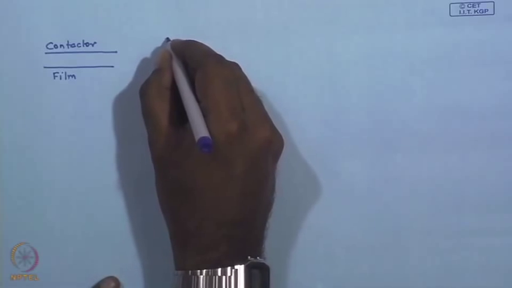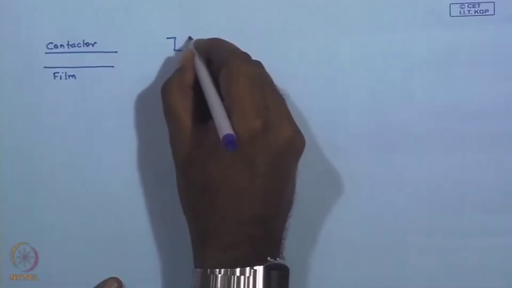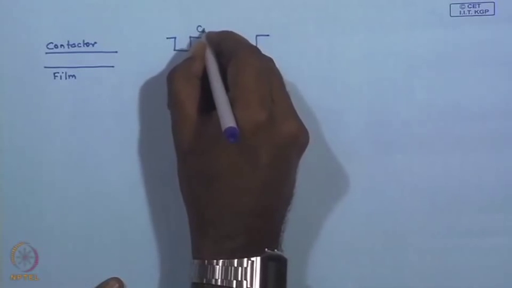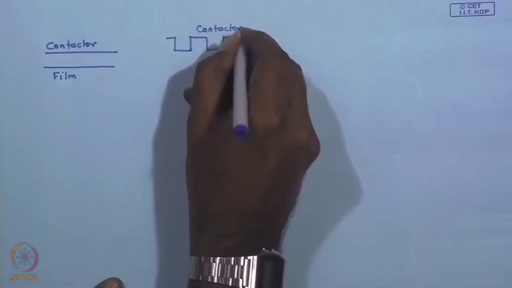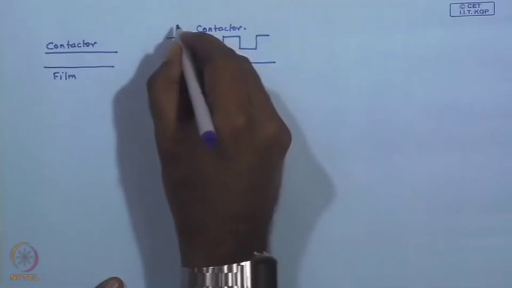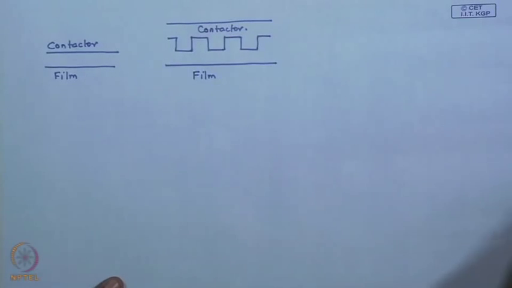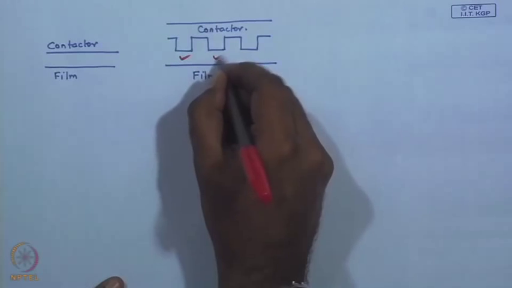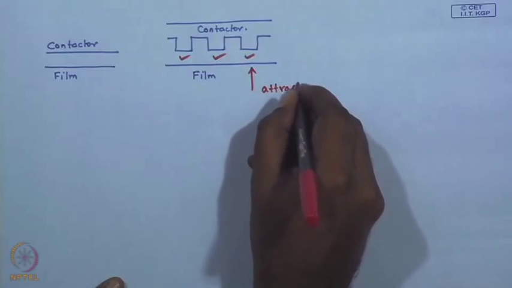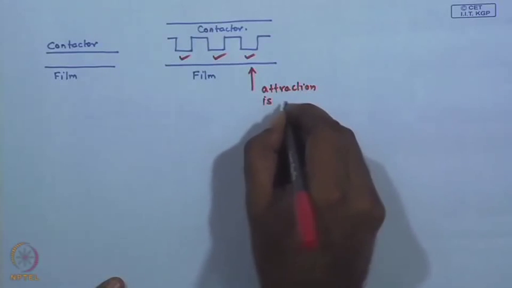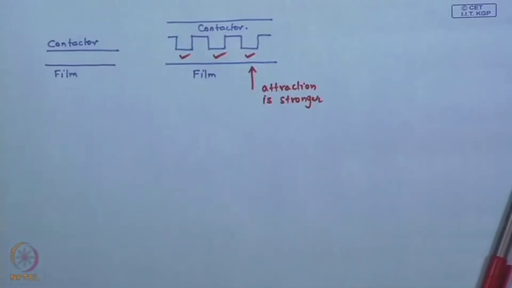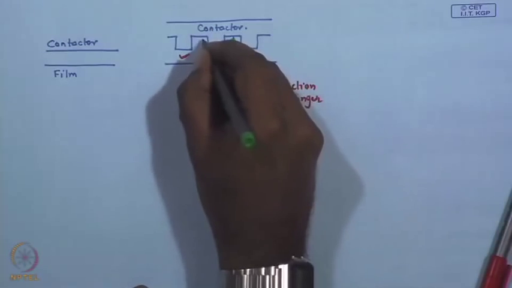So, instead of that, if a topographically structured contactor was taken, then what would happen? You have a film. What will happen is, because of the topographic contrast on the stamp surface, over these zones the attraction is stronger, as compared to these zones where the separation distance is higher.